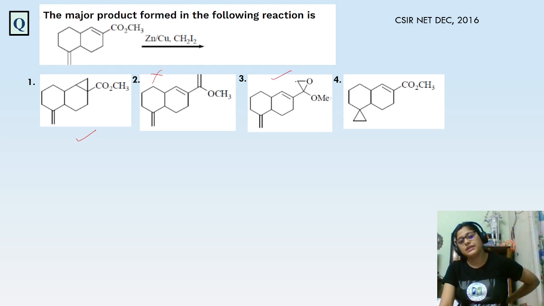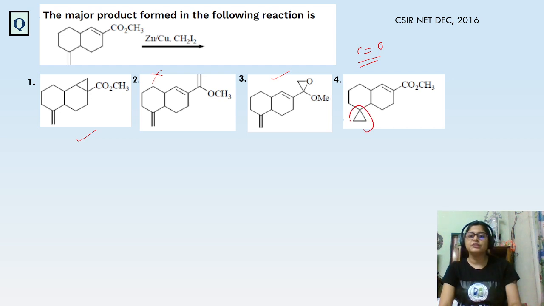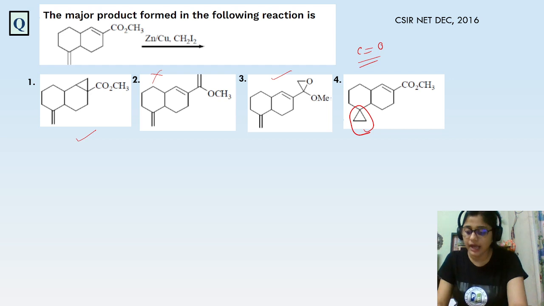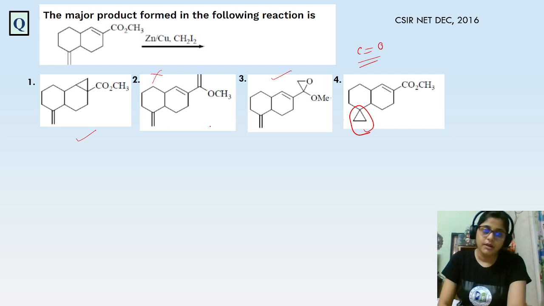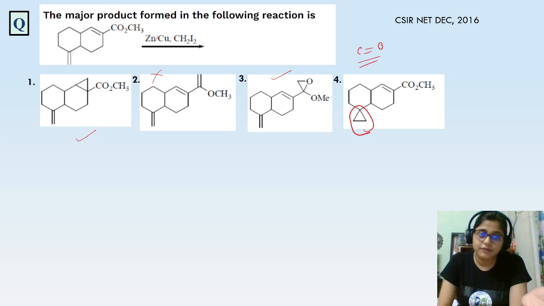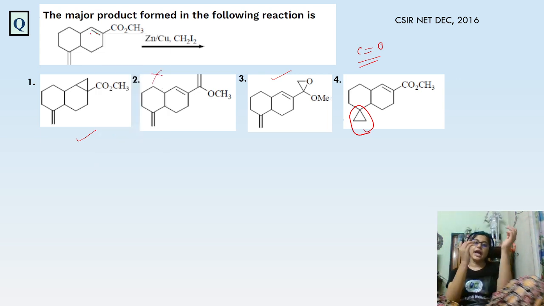So alkene is present. How can this C=O group attack? It can't attack because the C=O bond is stronger. And here the cyclopropane ring is formed from this alkene. Okay, this is also possible. We know both alkenes can attack, but which will attack faster, or which attack is favorable? For that we should see the groups which are attached to it.